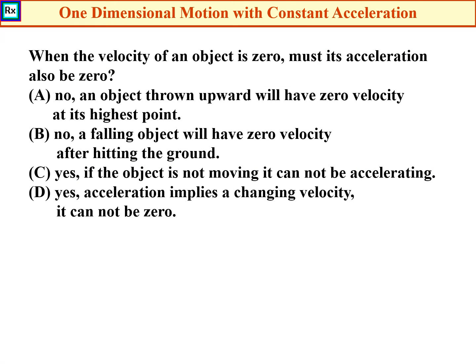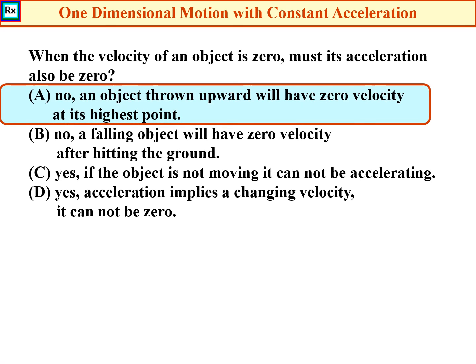So this next question says, when the velocity of an object is 0, must its acceleration also be 0? Now, for a velocity to be 0, it doesn't actually have to have 0 acceleration. There is an instance, part A right here. It says, no, an object that's thrown upward has 0 velocity when it gets to its highest point. So an object that hits a velocity of 0, that just means at that moment, that instant, it's not moving, but it can still be accelerating during that time. It changes direction whenever it accelerates and has an acceleration while it stops.